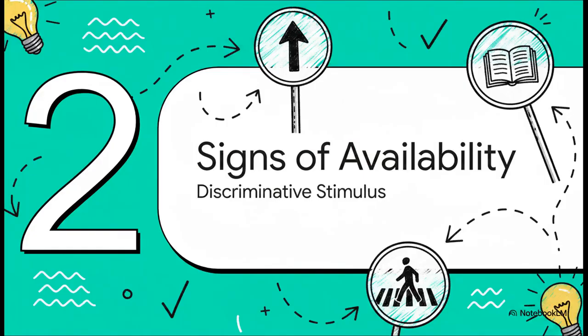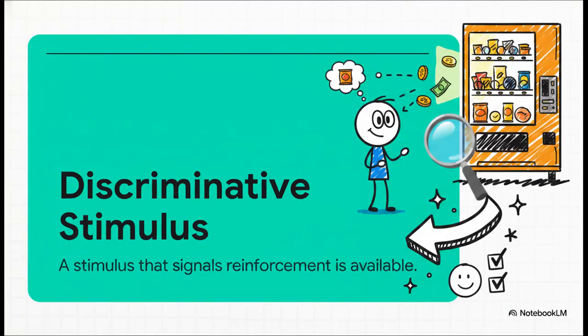Moving right along to section 2, the signs of availability. Enter the SD, or discriminative stimulus. An SD is an environmental stimulus that signals reinforcement is actually available for a behavior. Think of it this way. If the MO is your brain saying, I want it, the SD is the universe winking back at you saying, hey, if you do this specific behavior right now, it's going to work.